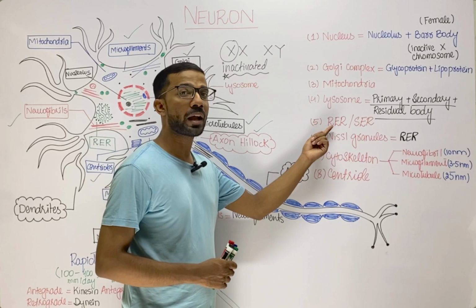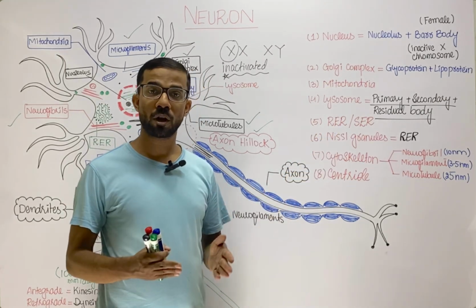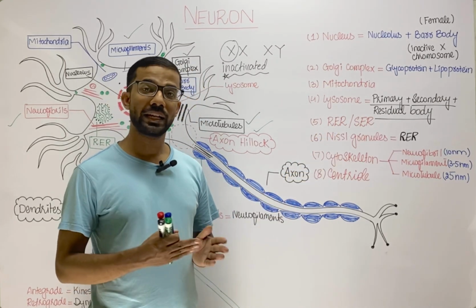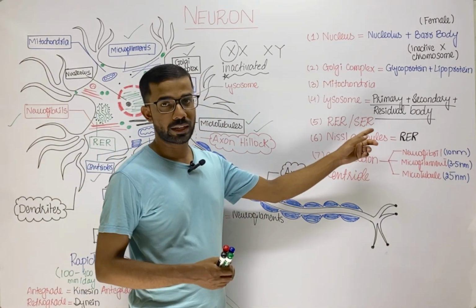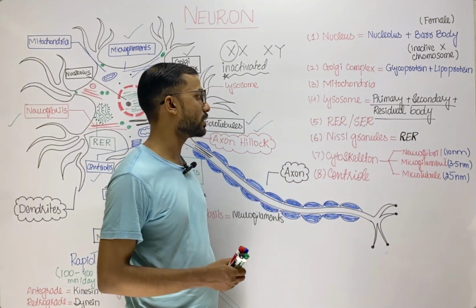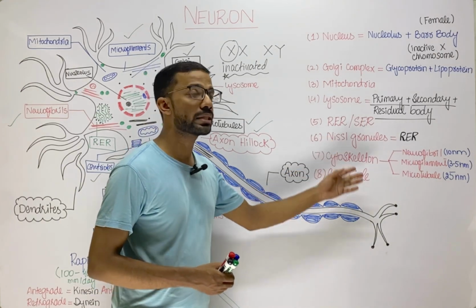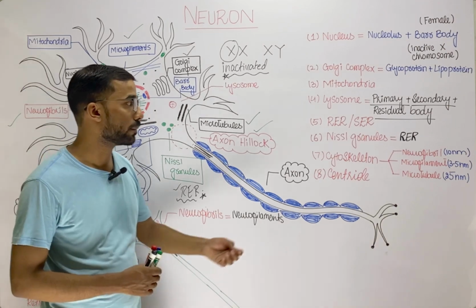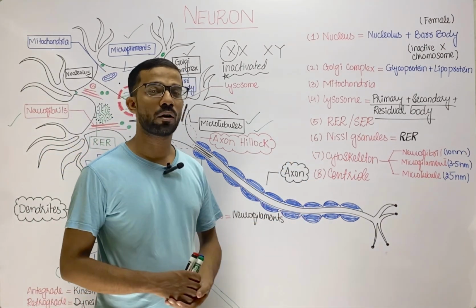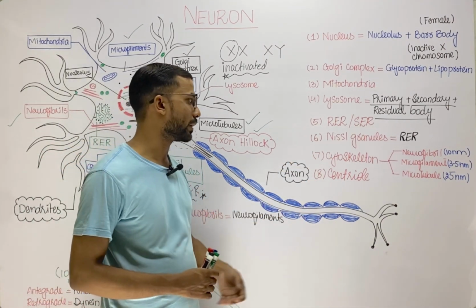Next is the rough endoplasmic reticulum, a reticulum having ribosomes attached on it, and it ultimately results in the synthesis of the proteins. Smooth endoplasmic reticulum is also present in the cytoplasm. Nissl granules, these are the accumulations or the granules of the rough endoplasmic reticulum. So ultimately, rough means it also is involved in the synthesis of the protein.